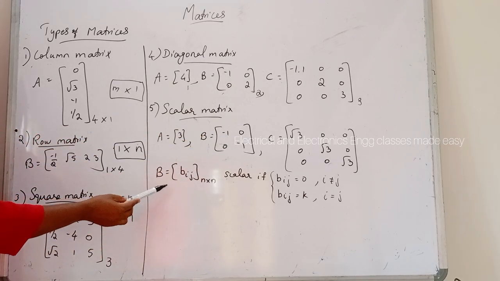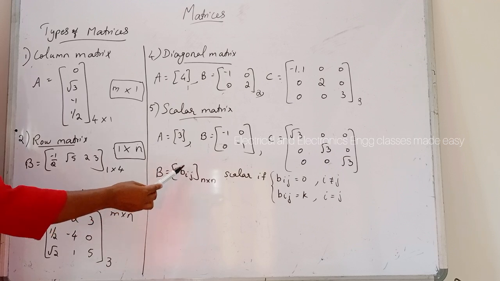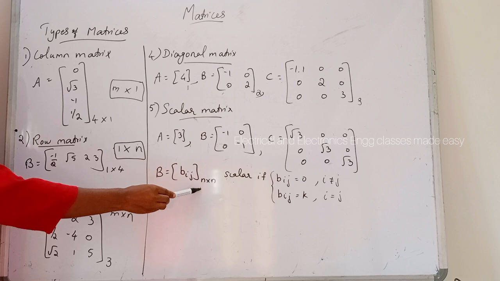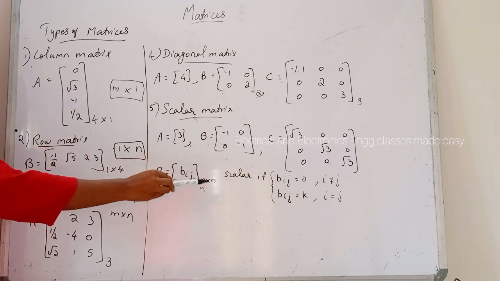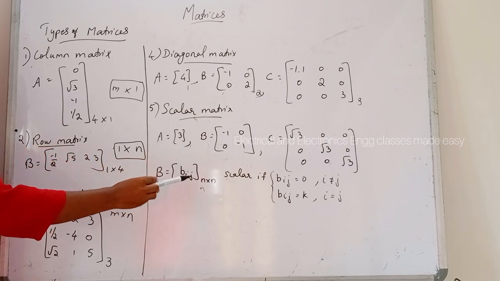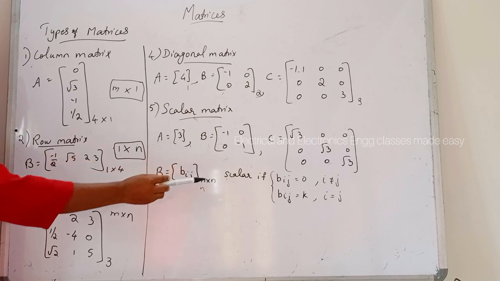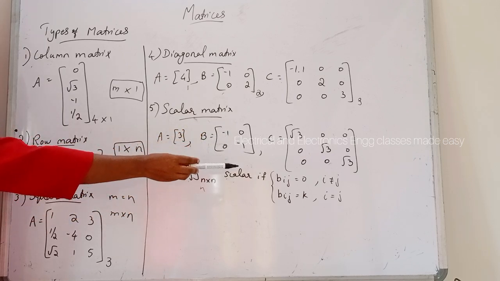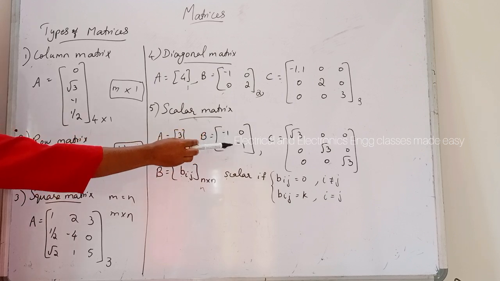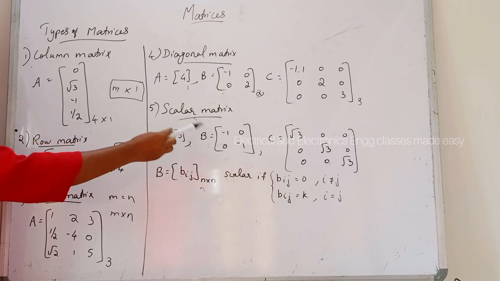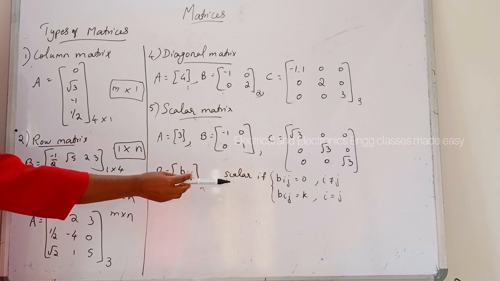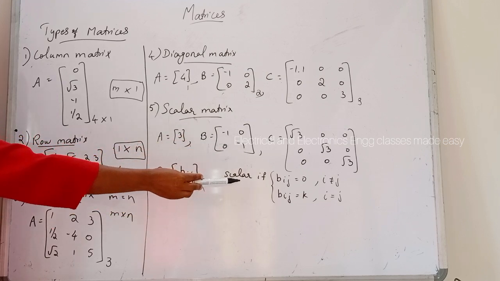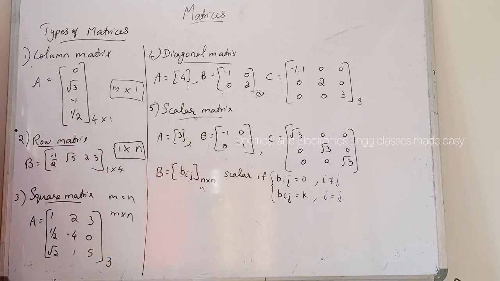In general we can write B is equal to matrix Bij of order n by n, or simply n. So this diagonal matrix is scalar if Bij is equal to 0 if i not equal to j, meaning other than the diagonal elements, and Bij equal to k if i equal to j. So the diagonal elements are the same.